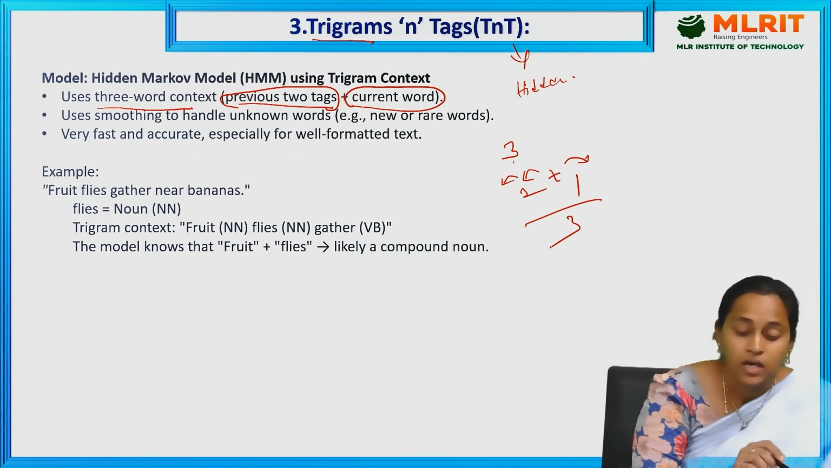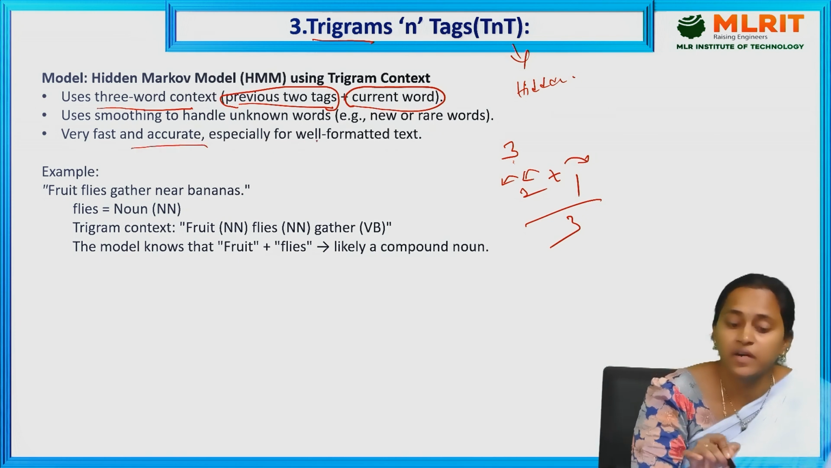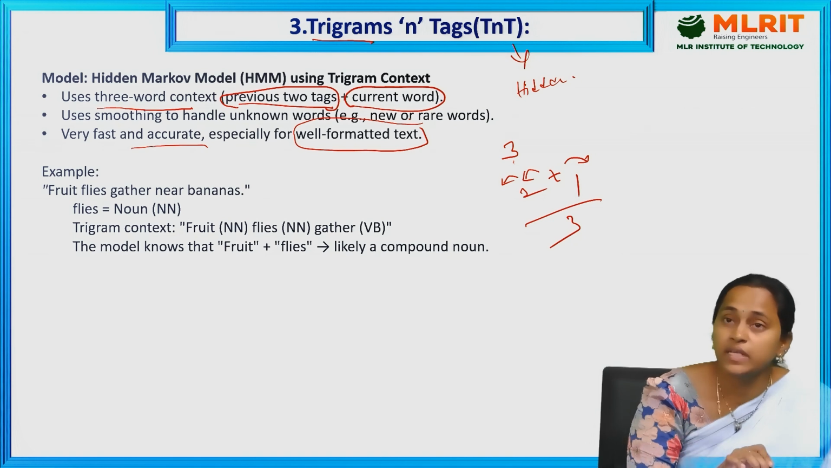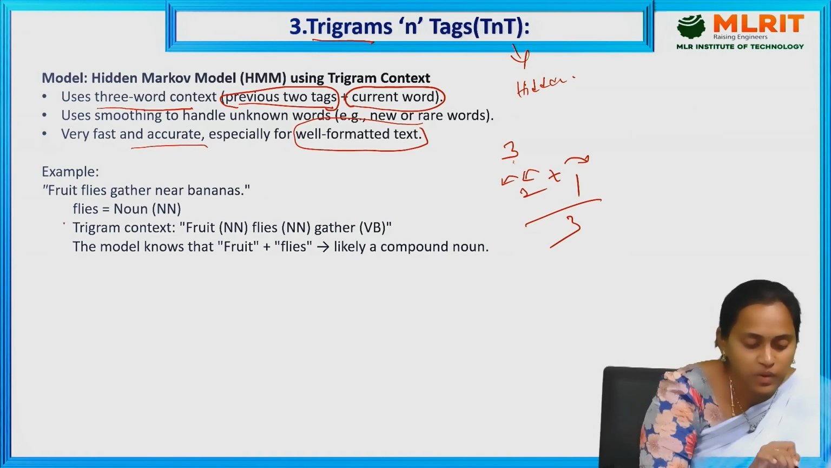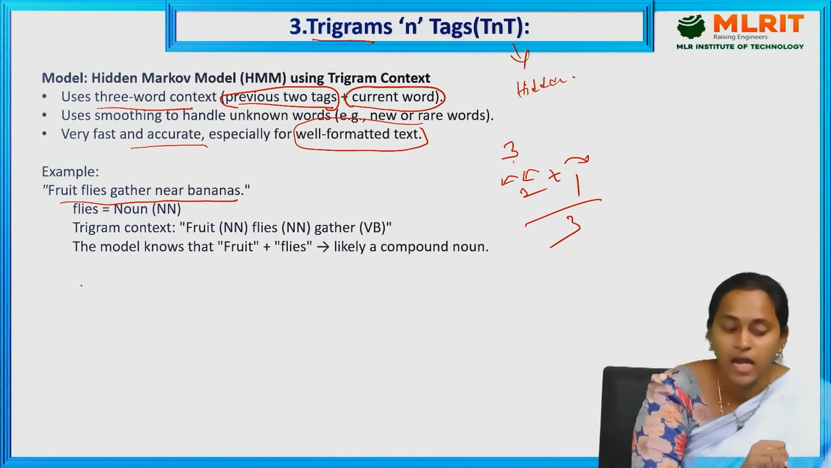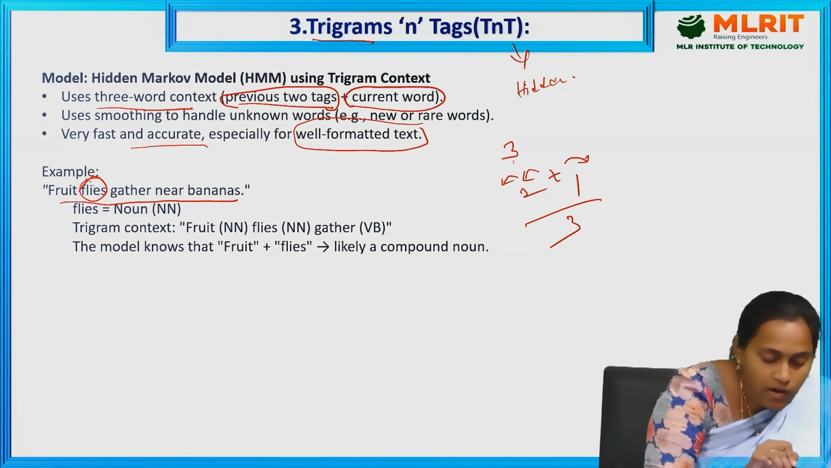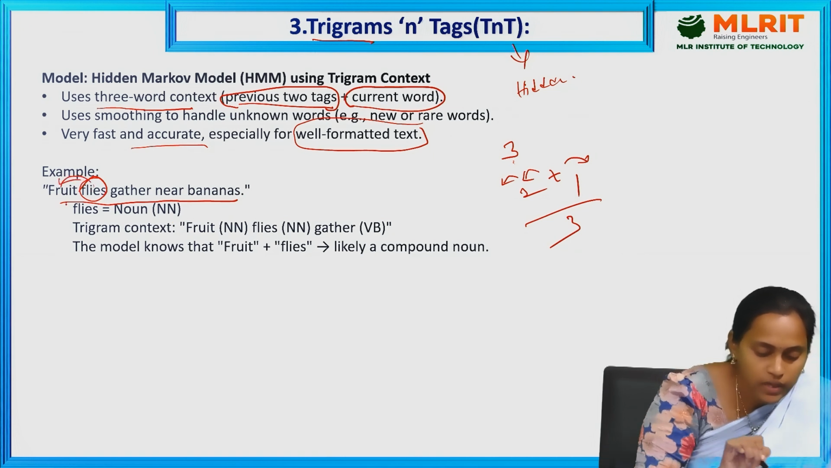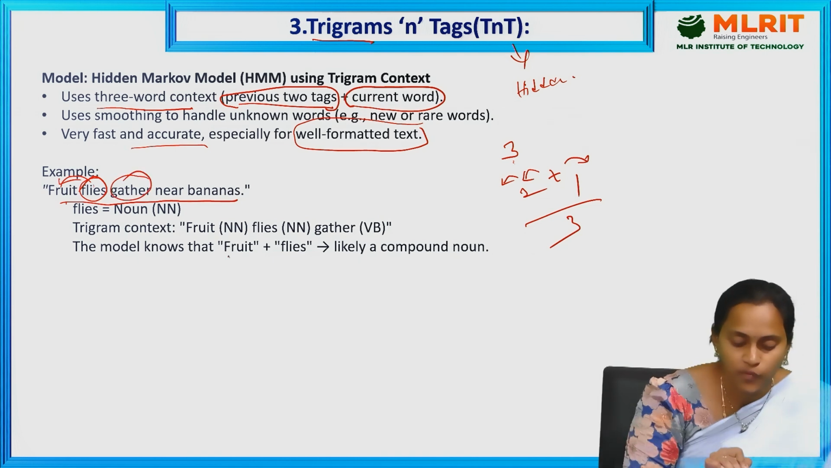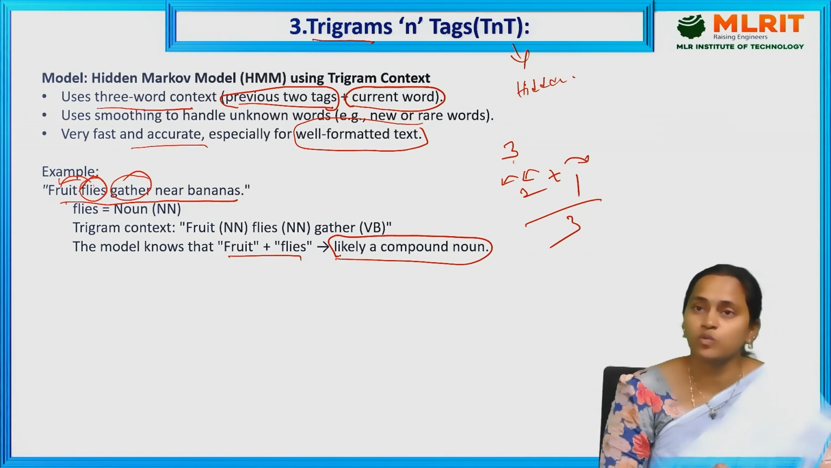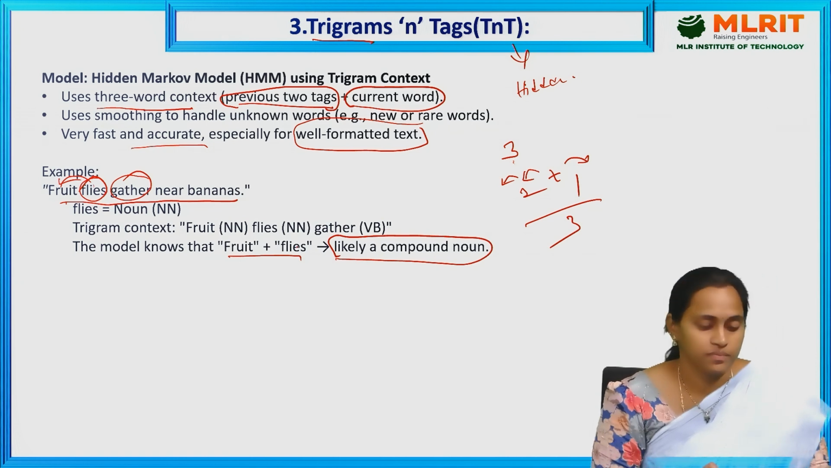This is very fast and accurate, especially for well-formed text. That means in a structured format, the text will have very high accuracy. See the example here: "Fruit flies gather near bananas." In this sentence, flies is a noun here. The trigram checks "fruit" and "flies gather." The model knows fruit flies is a compound noun. That means the trigram automatically knows it is a compound noun.